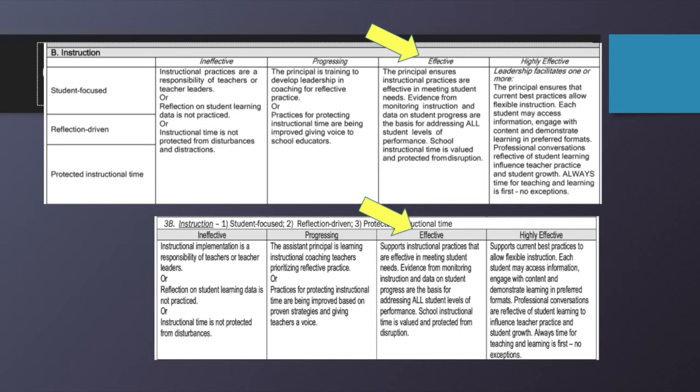As you listen to the music, what words jumped out to you? What similarities do you notice? And what differences do you notice? And then as the music plays, go ahead and let your eyes wander into the ineffective, progressing, and highly effective categories.